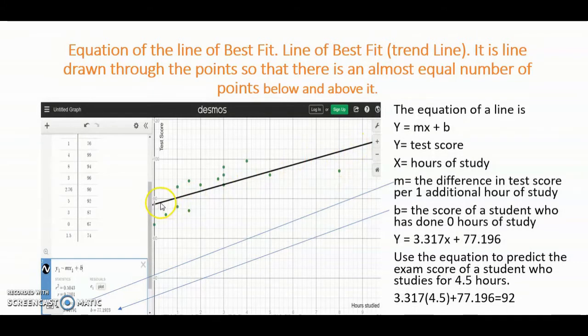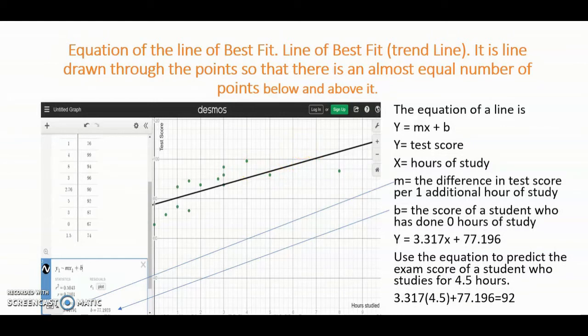This line, which passes through these points so that we have an almost equal number of points below it as we have above it, is called the line of best fit. It takes on various names. Sometimes it's referred to as the trend line or the least squares regression line.